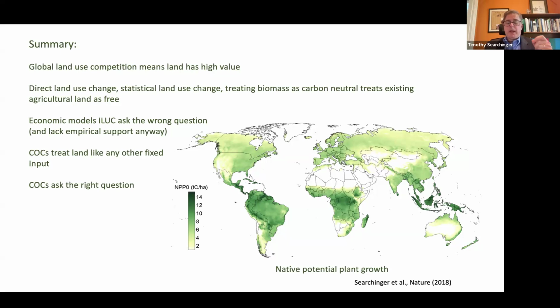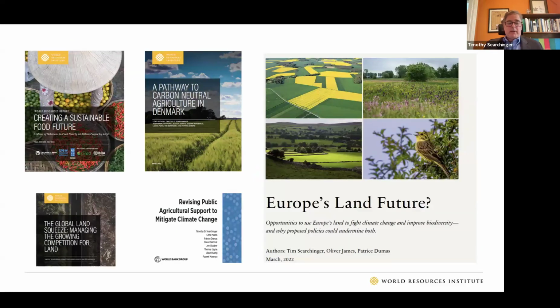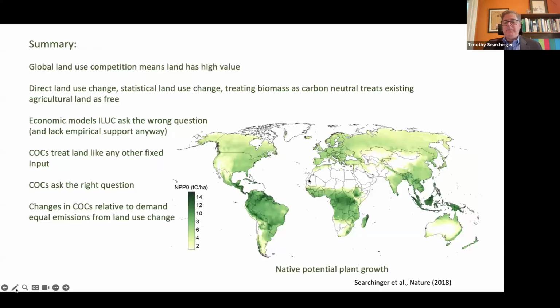So if we use carbon opportunity costs, we will know whether or not we are making more or less climate efficient use of land. It would mean that we would properly value dietary choices that reduce land use requirements. We properly value improvements in agricultural yields, efficiency that reduce the land use requirements. And the changes in that actually do equal the emissions from land use change. And here's just a whole bunch of reports that go into global land use competition. I'll leave that up for the moment. That's the end of my talk. The end of my talk, bottom line, land is not free.